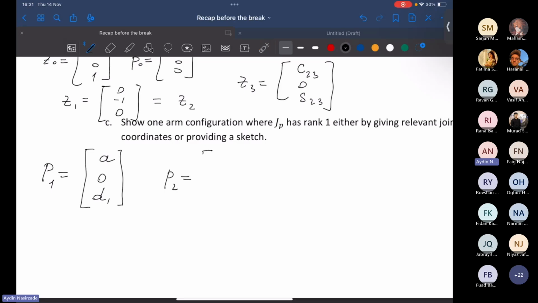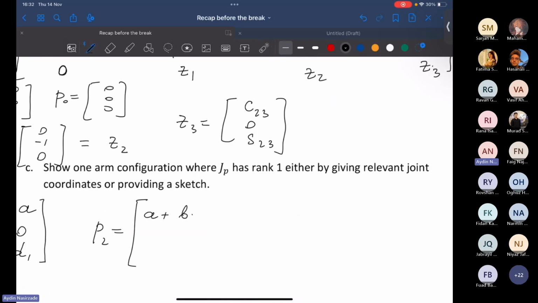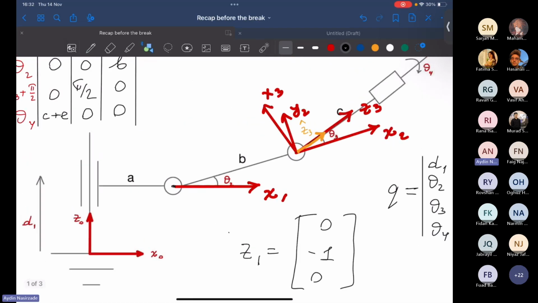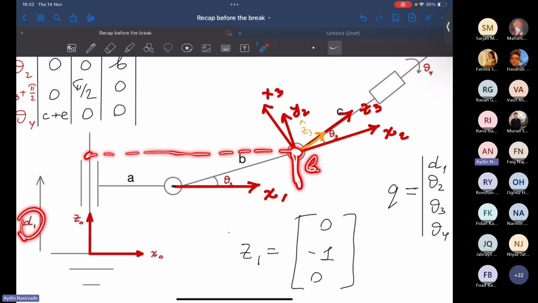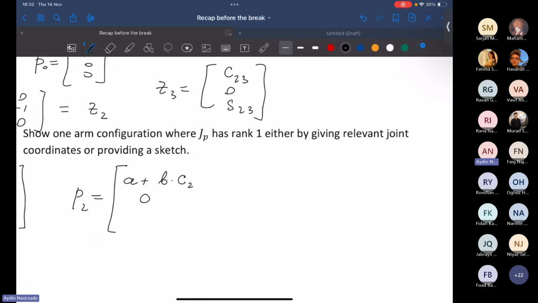Let's move on to the next P, P2. I'm finding this one now. The projection of this origin along x0 is A plus this distance, which is B times cosine of θ2. I hope everyone agrees. A plus B times cosine of θ2. The projection of this origin along y0 is going to be 0. And along z0, it will be d1 plus this distance, which is b times sine of θ2.